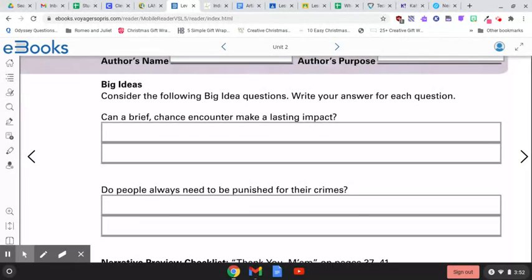Can a brief chance encounter make a lasting impact? Do people always need to be punished for their crimes? How did you respond to both of those in lesson 1? Have your answers changed after reading Thank You, Ma'am?